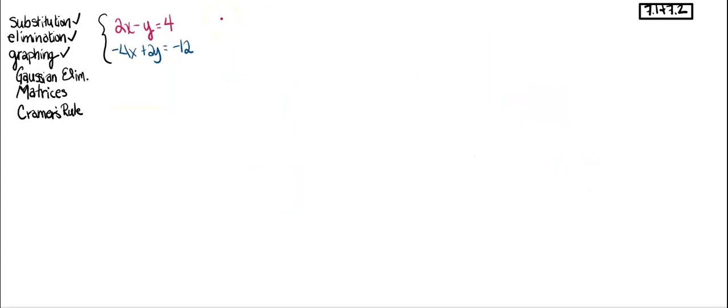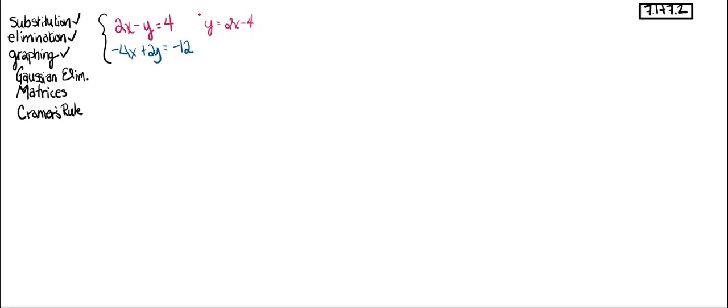Let's go through another example here. We've got 2x minus y equals 4 and negative 4x plus 2y equals negative 12. You can choose either method that we've looked at so far, either substitution or elimination. I'm going to go ahead and just do substitution. If I solve for y here, I get y equals 2x minus 4, because I moved y to one side and made it positive, and moved the 4 to the other side.